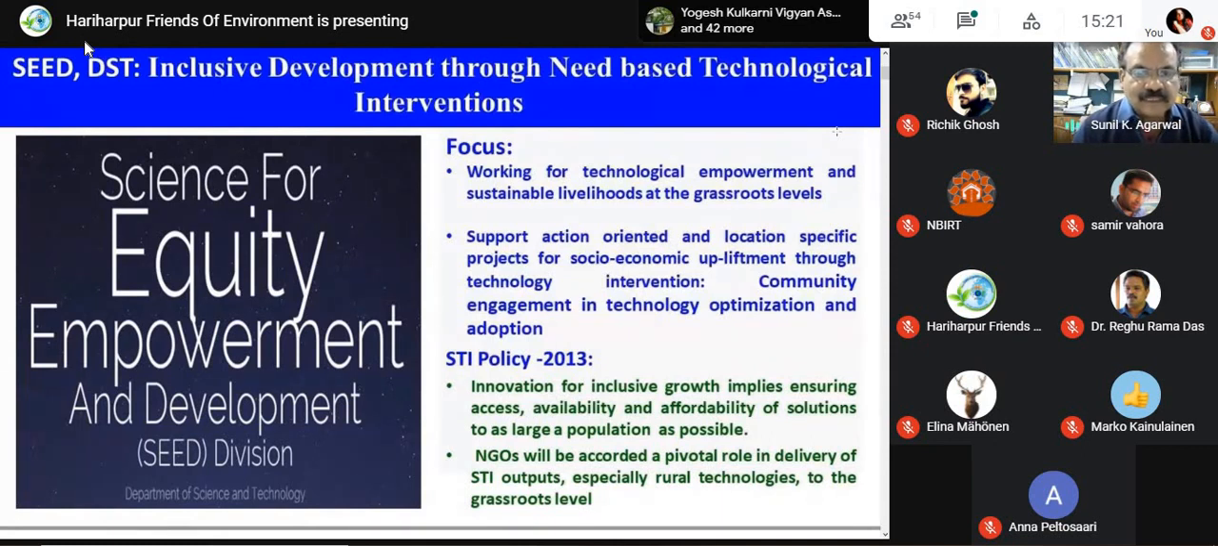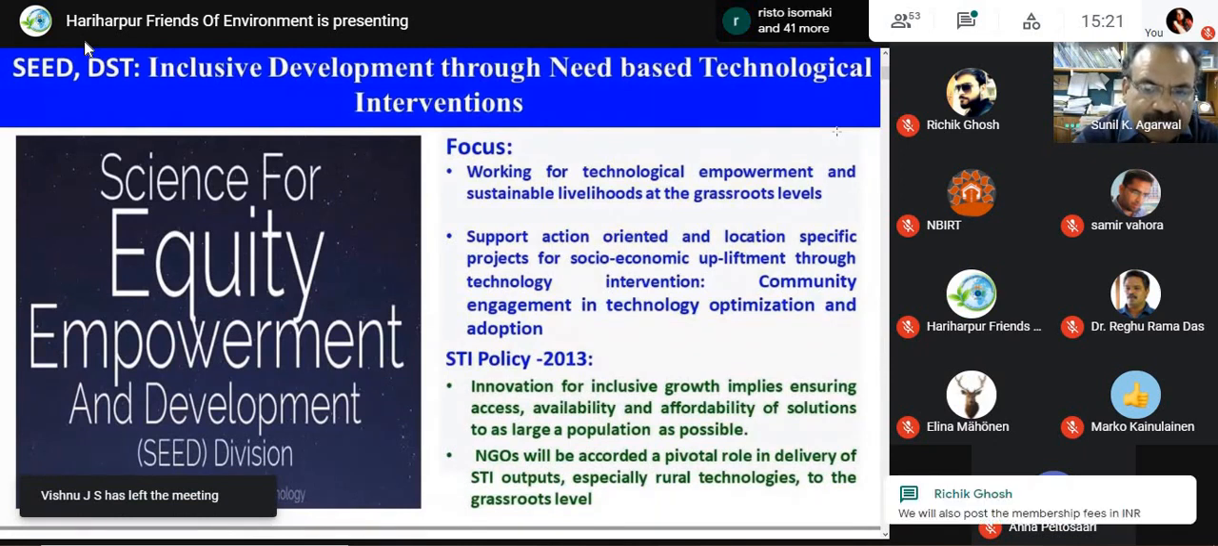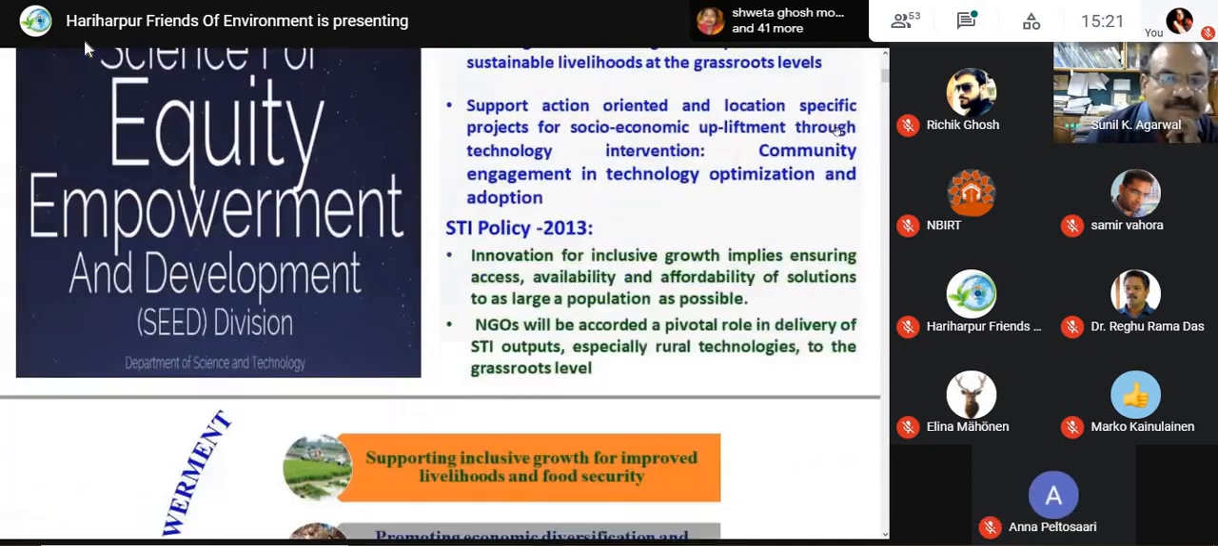The Science Technology Innovation Policy 2013 also highlights the role of NGOs or community-based organizations, because they are the local institutions which are directly connected to the society, and they know the problems, challenges and aspirations of the people in the remote and rural areas, and how technological solutions can be scouted and delivered as per the local needs. Next slide, please.